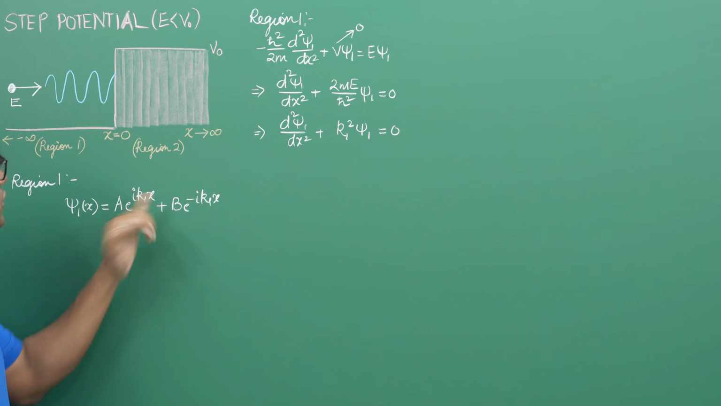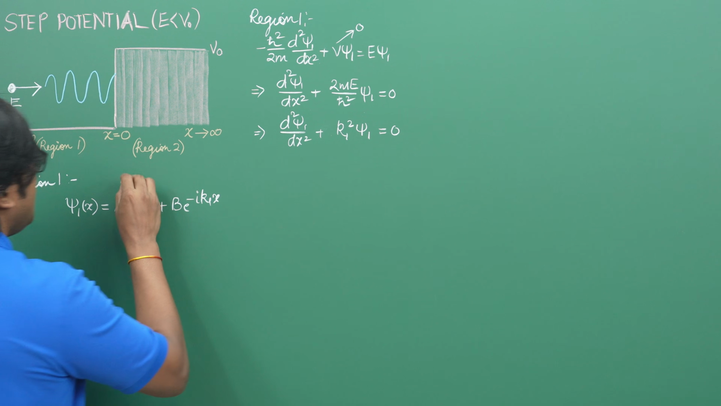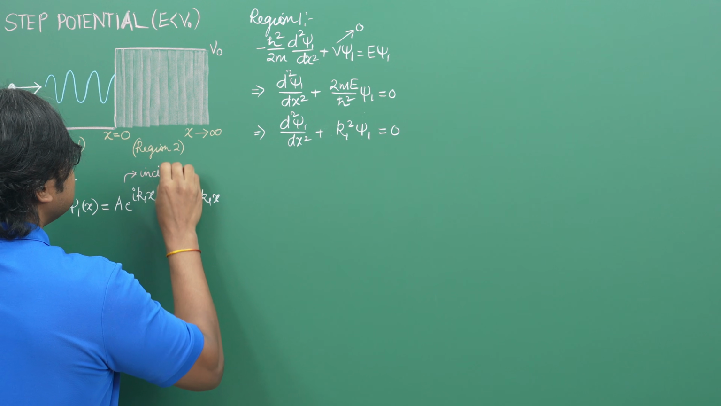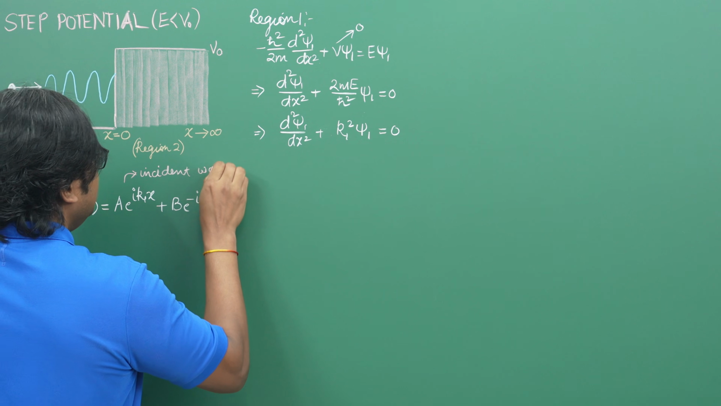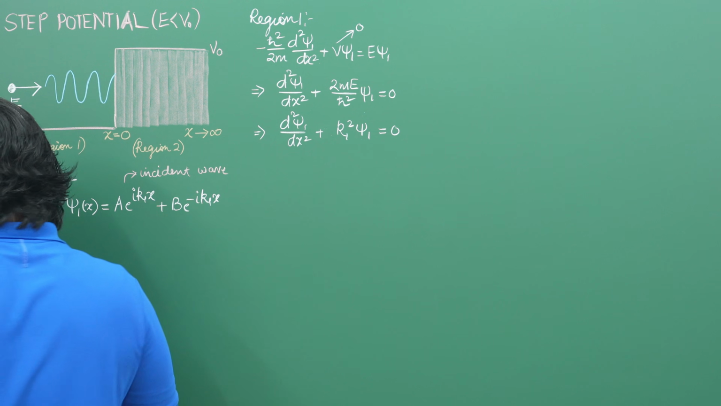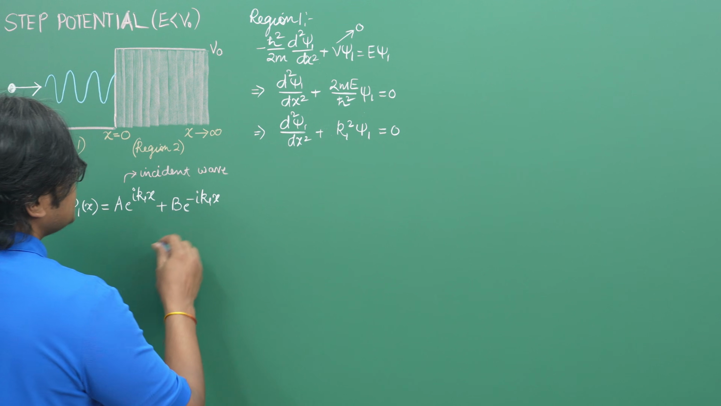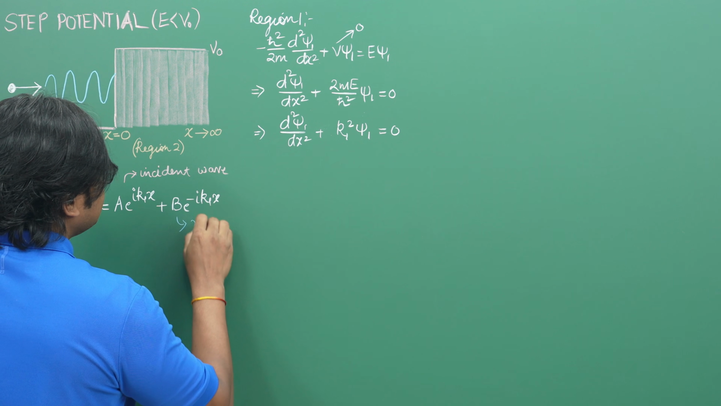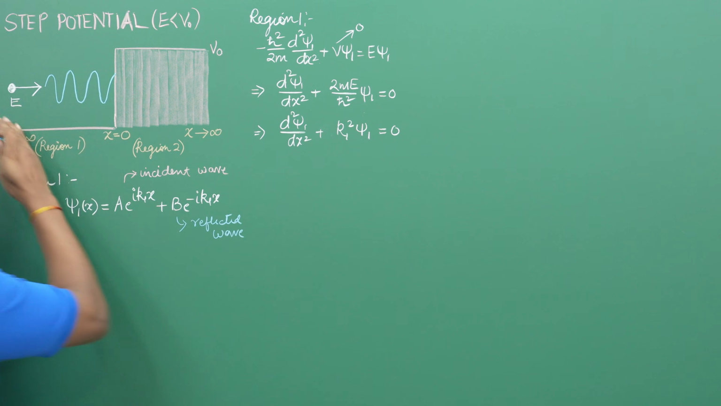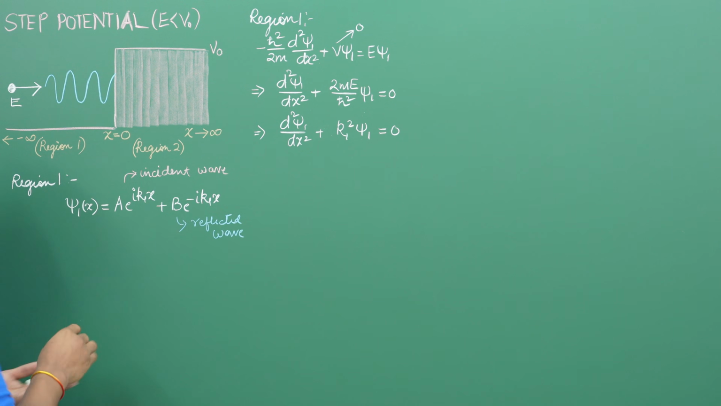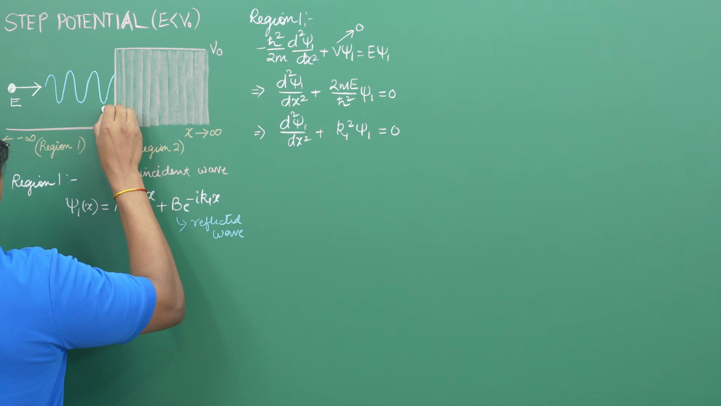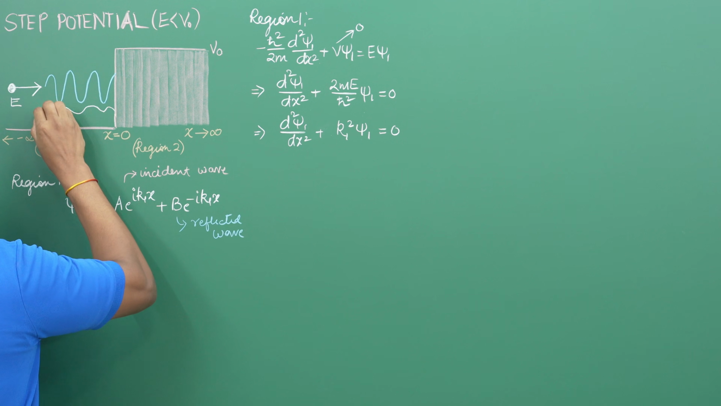Now, what do these two terms represent? A e to the power iota k1x essentially represents a forward moving wave, which we can call the incident wave. By wave, I mean the matter waves associated with the incident particles. And the second term, B e to the power minus iota k1x, this is the reflected wave, the wave that experiences reflection after striking this potential barrier. So that means not only is there a wave which is approaching this barrier, there is going to be a reflected wave also which is going backwards.